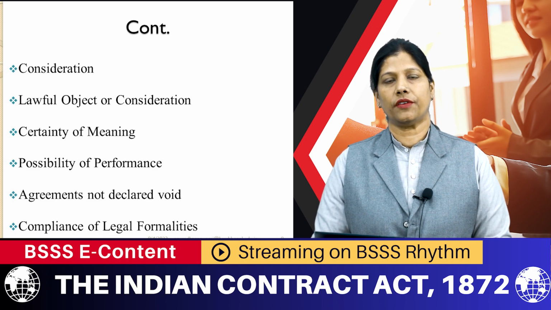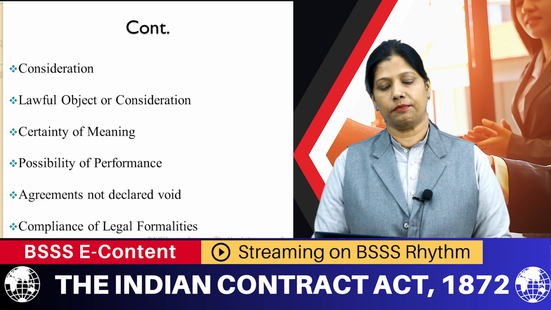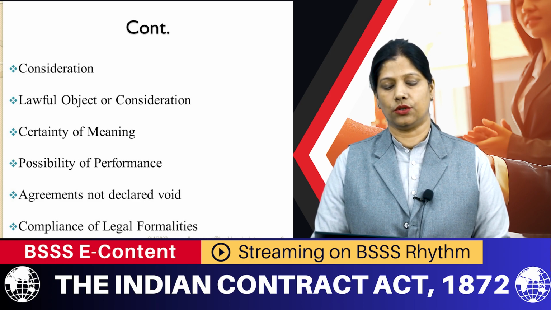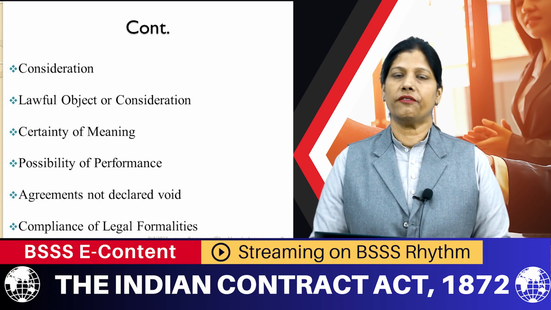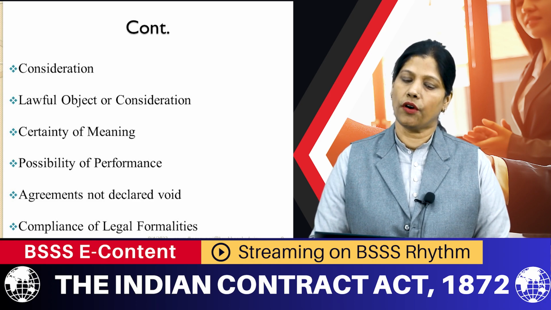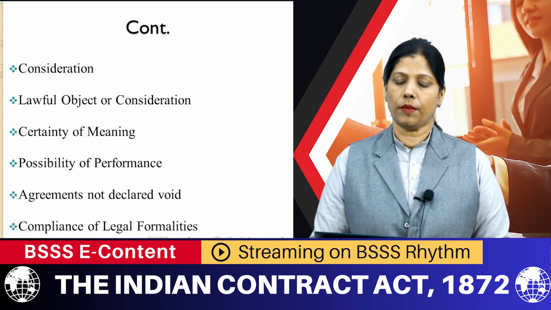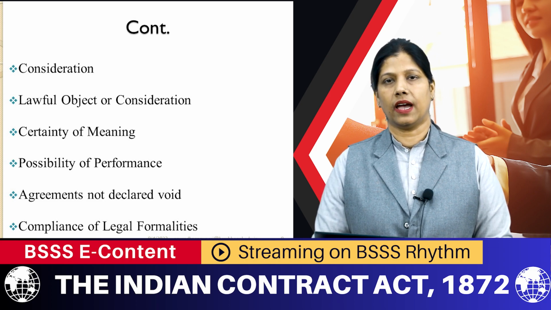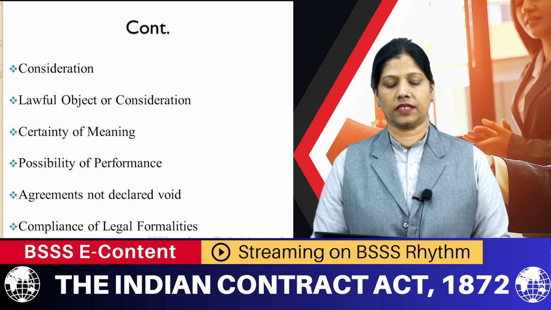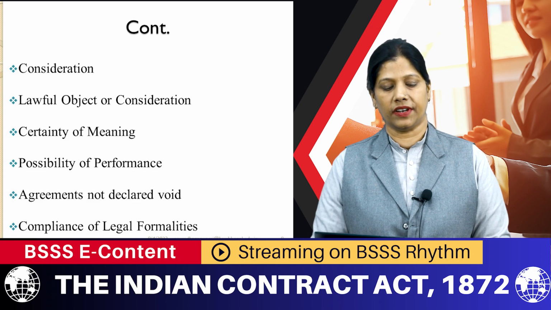The ninth essential of a valid contract is certainty of meaning. According to Section 29 of the Indian Contract Act 1872, agreements the meaning of which is not certain or capable of being made certain are void. Therefore, to form a valid contract, it is absolutely essential that the terms and conditions of the agreement be clear instead of being vague or indefinite.